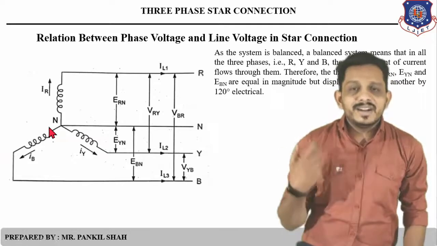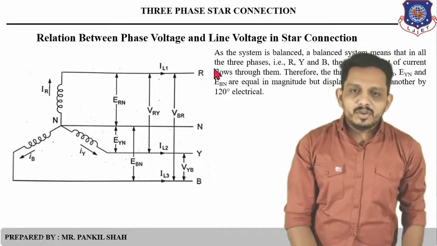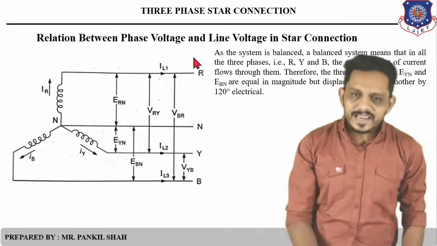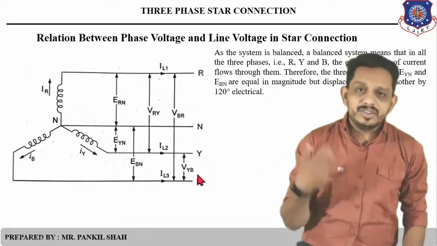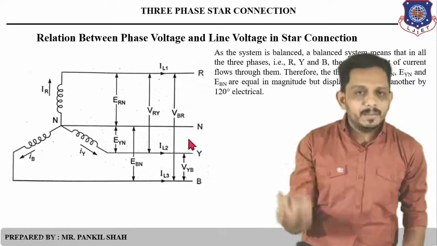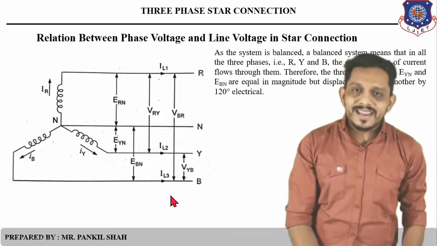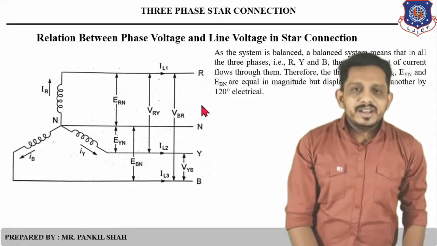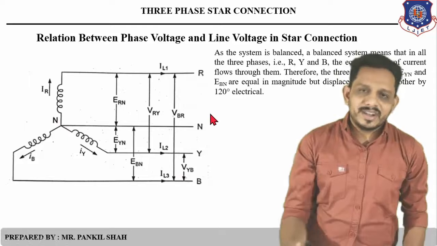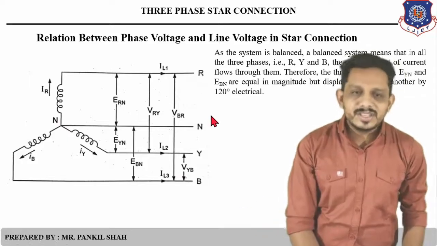Now let's define the line current. The current flowing through the first line is written as IL1, and IL2 and IL3 are the currents flowing through the other lines, that is R, Y and B. So IL1, IL2 and IL3 are known as the line currents. And neutral does not carry any current, because zero current will pass through this neutral.